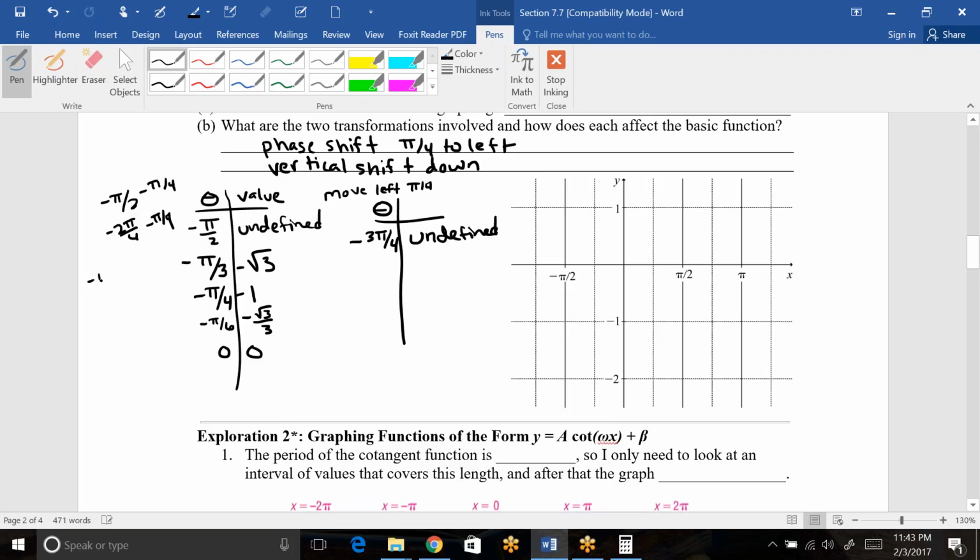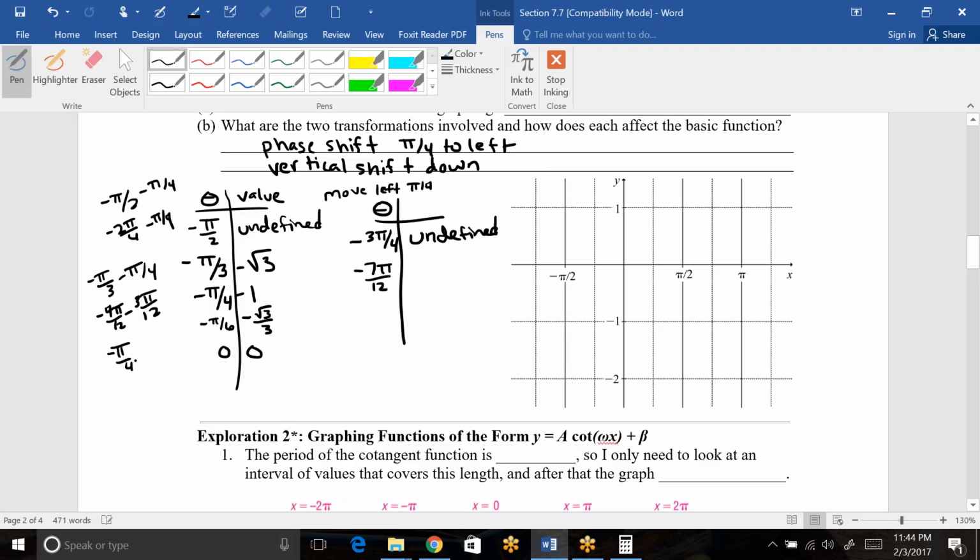Negative pi over 3 minus pi over 4. That means we need to get a common denominator, so 12 would be the common denominator: negative 4 pi over 12 minus 3 pi over 12. Multiply this one by 4 over 4 and this one by 3 over 3. That's negative 7 pi over 12. We'll just do a rough estimate of where that is.